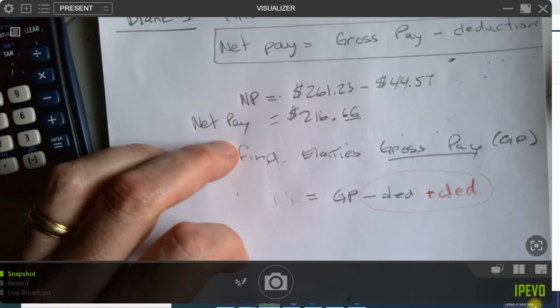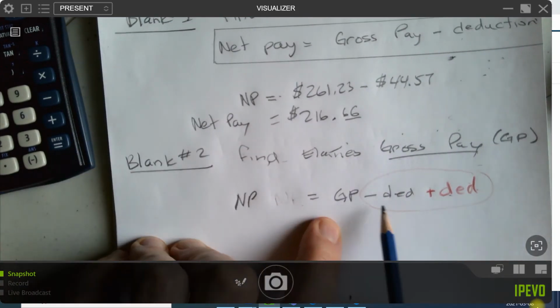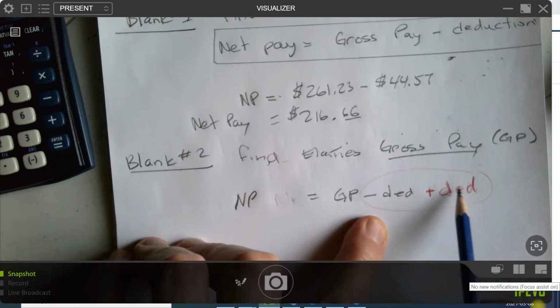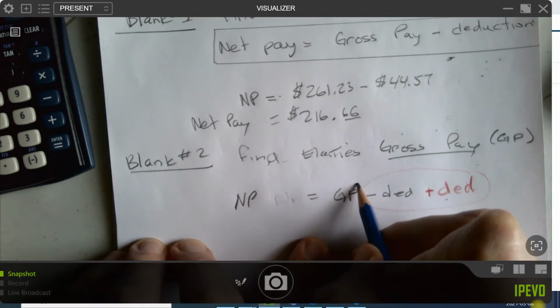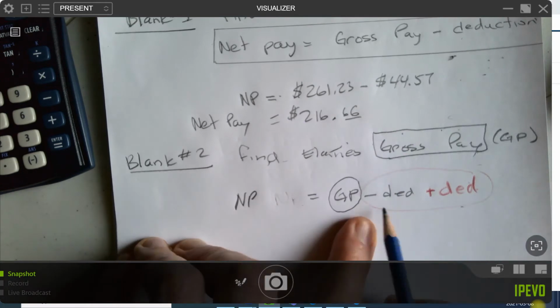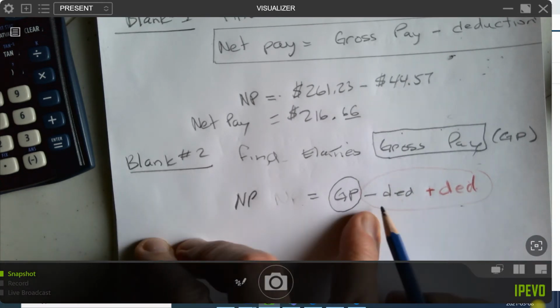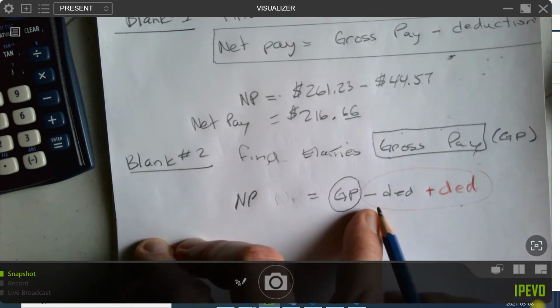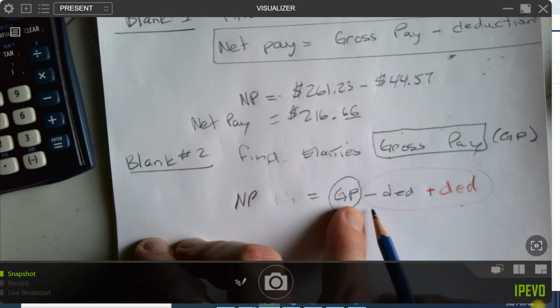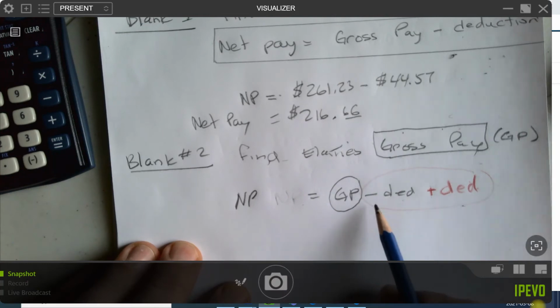So again, I had net pay is equal to gross pay minus deductions, and I put in red here what I'm changing in the formula. I'm changing the formula here, and I have to get gross pay by itself, right? That's what we're trying to find here: gross pay. So how do I get rid of negative deductions? Well, I put positive deductions, because negative deductions plus positive deductions, like -1 plus 1 is 0, -3 plus 3 is 0, -4 plus 4. So if I add the exact same thing to the negative of it, it's going to cancel out.